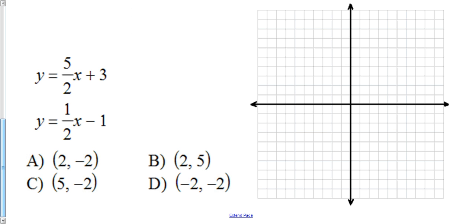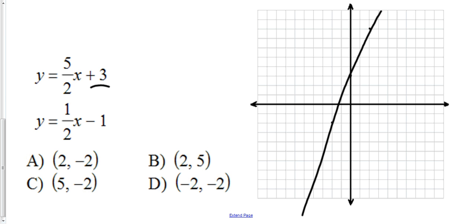Luckily, this graph is already set up in slope-intercept form. So my first equation is going to be +3. So I'm going to put a 3 there. My slope is up 5/2 and right 2. So here's my line. Oh, very, very poorly drawn. Okay, let's try that again.